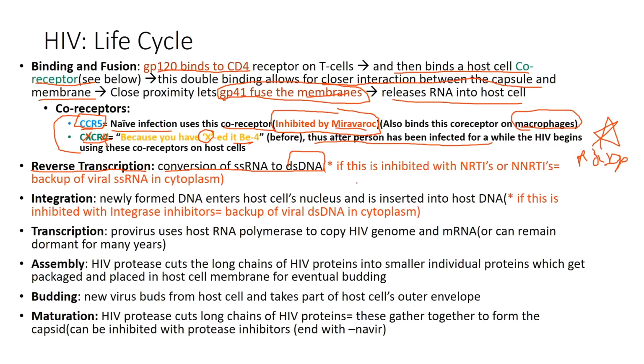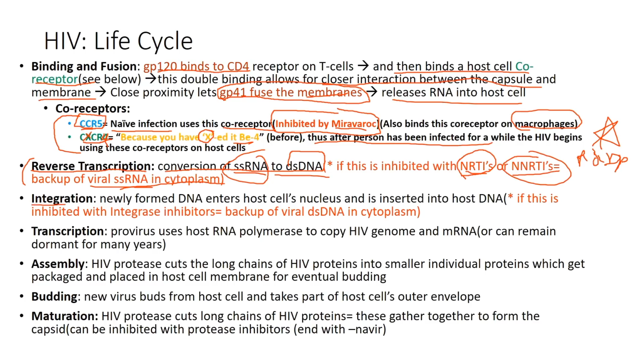We can inhibit this with two classes of drugs: your nucleoside reverse transcriptase inhibitors and non-nucleoside reverse transcriptase inhibitors. These guys actually bind the enzyme itself in an allosteric site and stop it from working, and then these guys inhibit the chain elongation of the RT. And actually this is high yield for micro: when you stop reverse transcription, that stops RNA into DNA, so therefore you're going to back up your RNA in the cytoplasm. So be looking out for viral single-stranded RNA in the cytoplasm, and that is when you're stopping reverse transcriptase.